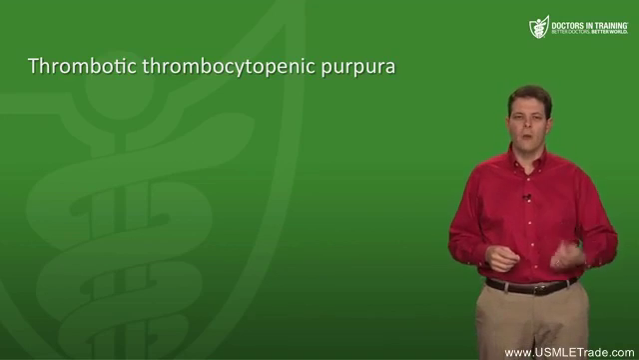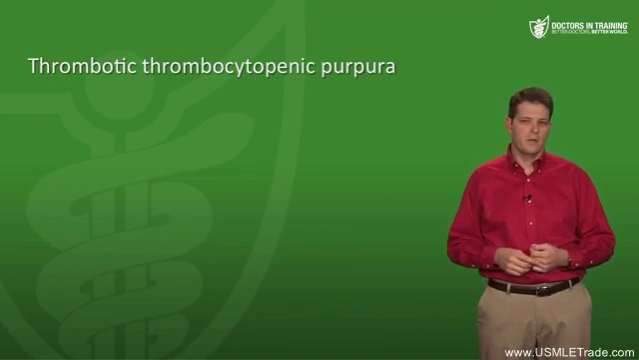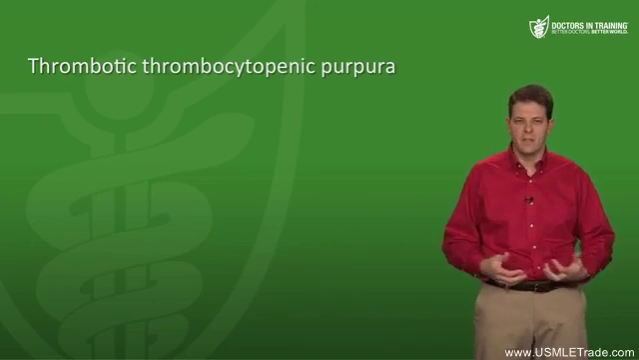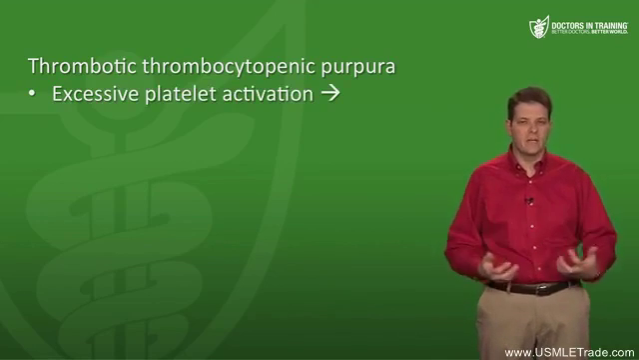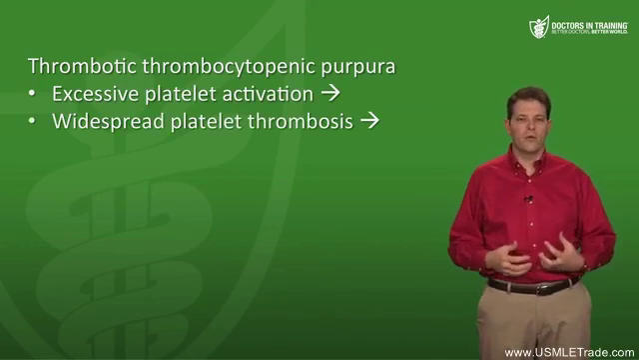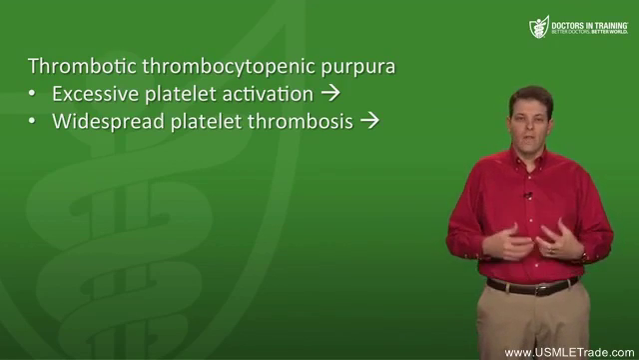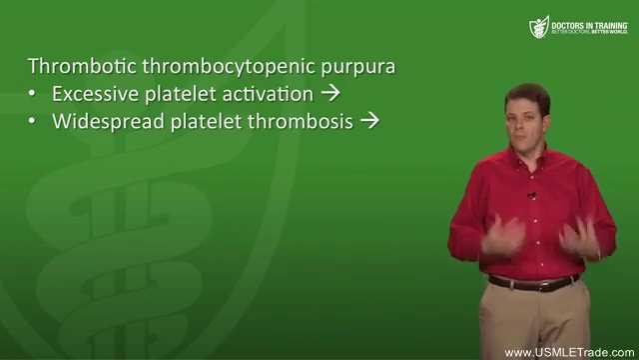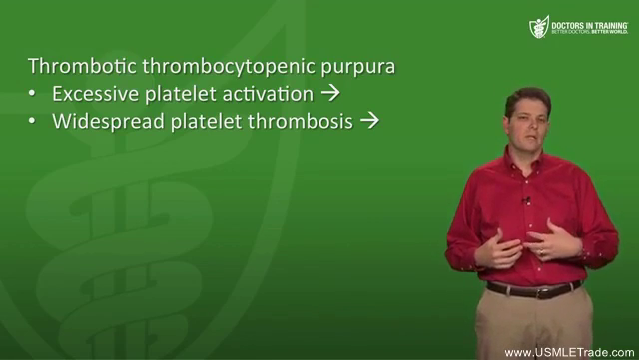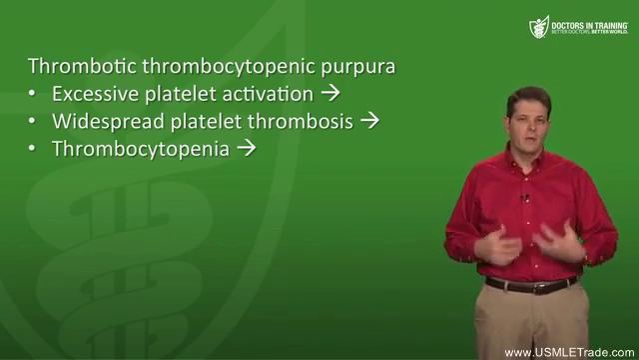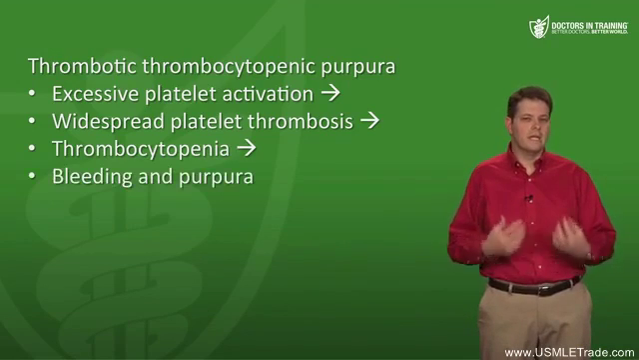The second platelet disorder I want to cover is TTP, or thrombotic thrombocytopenic purpura. So this is basically a thrombotic disease. The platelets are being excessively activated and they're aggregating, so you're going to have widespread platelet thrombosis. And all that unregulated thrombosis uses up all the platelets. So there's subsequently thrombocytopenia. And then because you've used up all the platelets, you have bleeding and purpura.